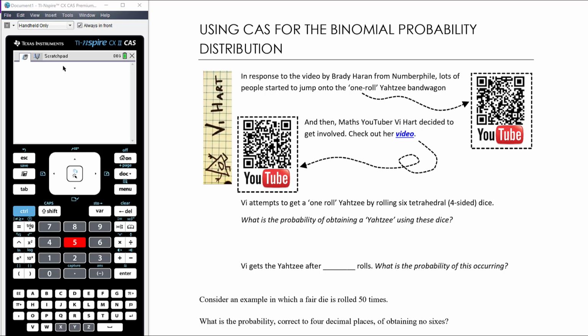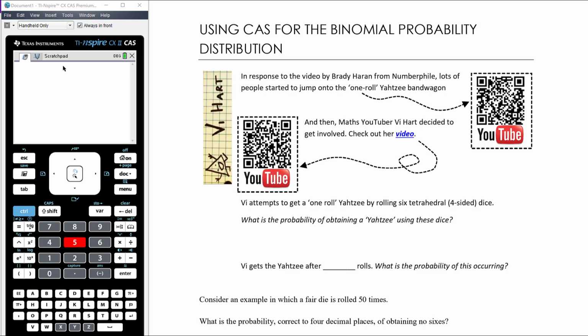Another video that followed on from his original one-roll Yahtzee video was by another maths YouTuber called Vi Hart, and Vi also decided to get involved, but she mixed things up a little bit. So she attempted to get a one-roll Yahtzee by rolling 6 tetrahedral dice. So Brady rolled 5 regular dice, so 5 dice that each have 6 sides. She is rolling 6 dice that each have 4 sides.